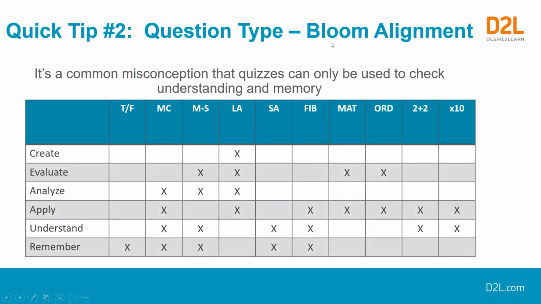Tip number two, the Bloom alignment. For those of you familiar with Bloom's taxonomy of learning, there are some conceptions or misconceptions perhaps that quizzes can only be used to check understanding and memory. But one of my colleagues helped put this together for me, and you can actually see, depending on the types of questions that you're using, you can use that to evaluate the different aspects of Bloom's taxonomy. So don't feel like quizzes are limited in their use. They can be used for quite a variety of purposes, and we have quite a selection of different types of questions that you can make use of.